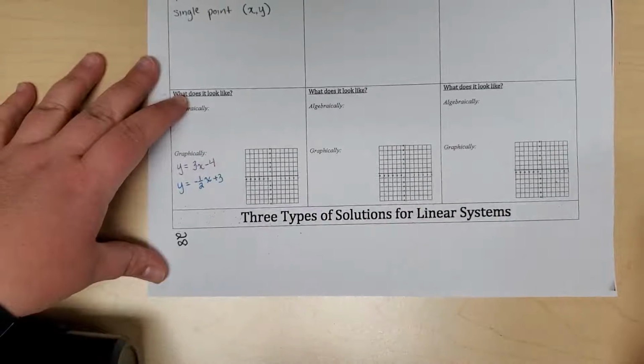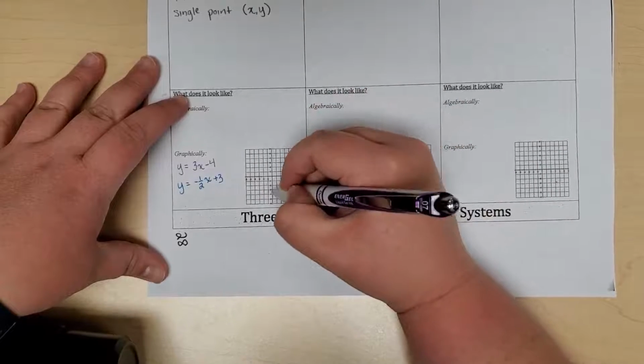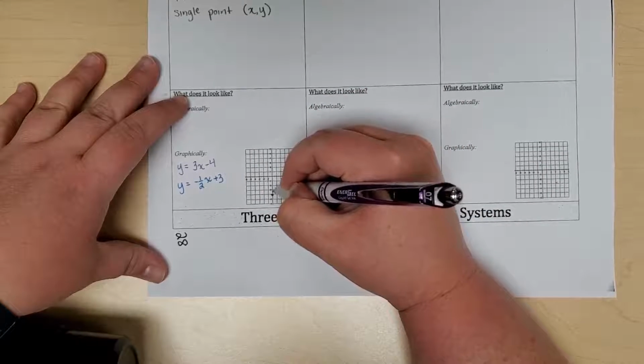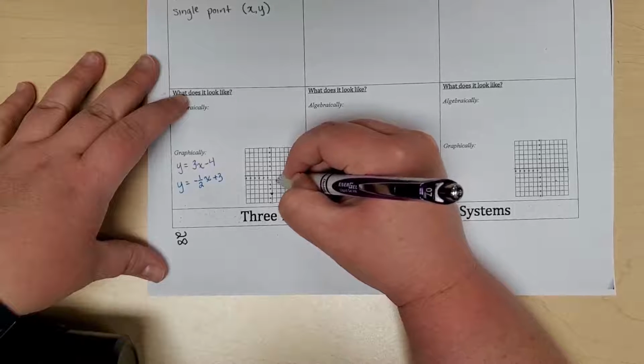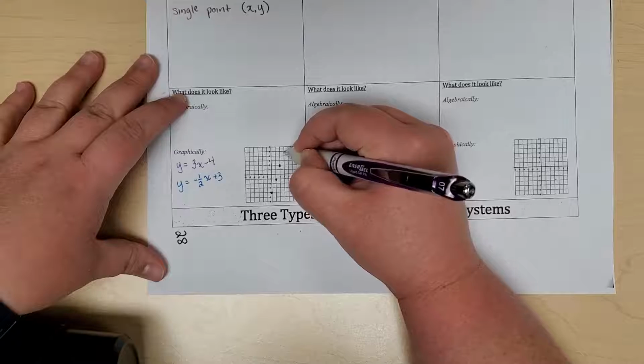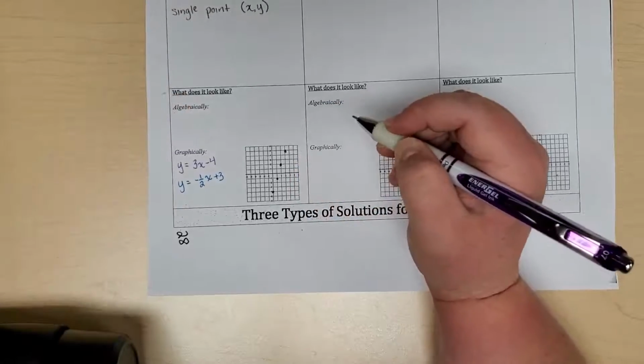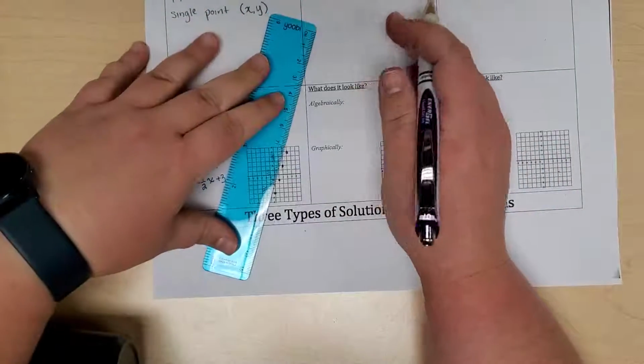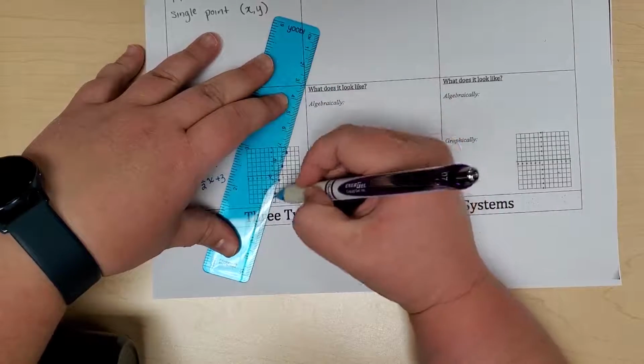Now if I were going to go graph these, I would start at the y-intercept, which for this one is negative 4. And then I would go up 3, 1, 2, 3, and to the right one. And I would keep going until I couldn't put any more points on the graph. And then you would take your ruler and draw your line.